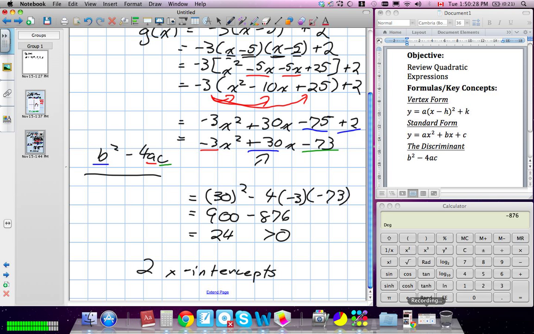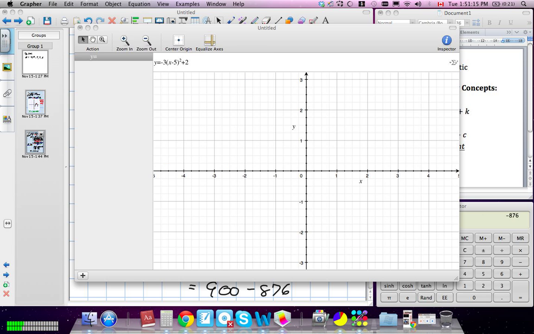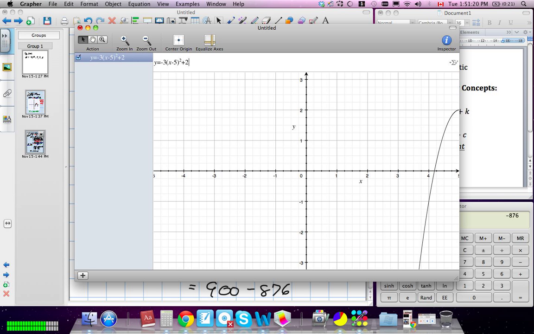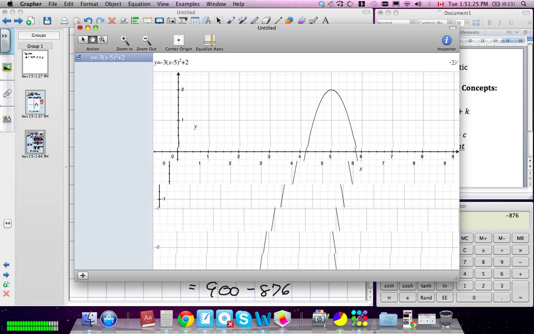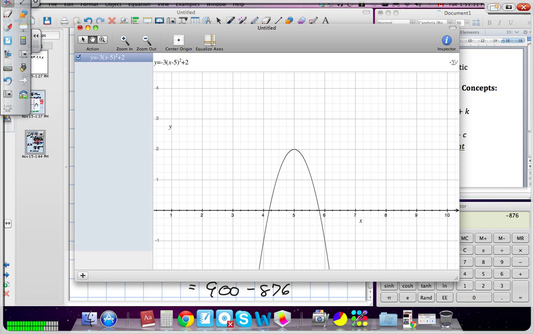When we move the graph over, we found that our vertex is at positive 5 and positive 2, and because A was negative 3, this parabola is opening downwards, which makes perfect sense. What I'm going to do is put our standard form equation in and show you how the computer graphs it as the exact same thing.